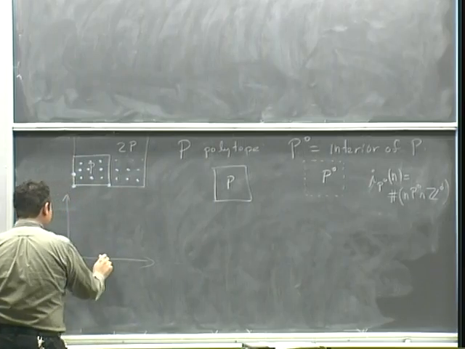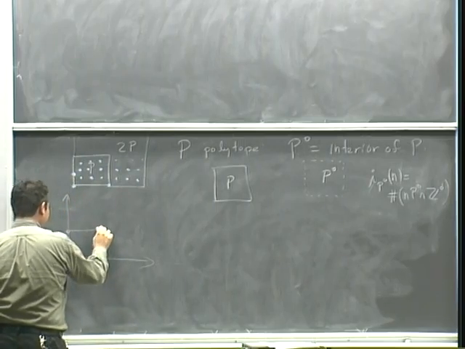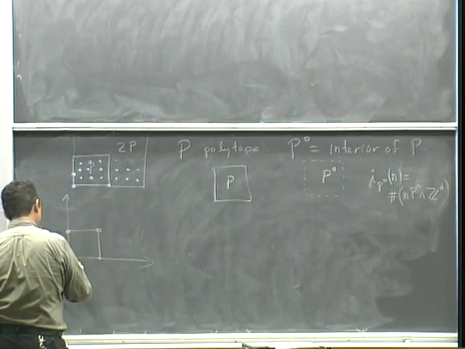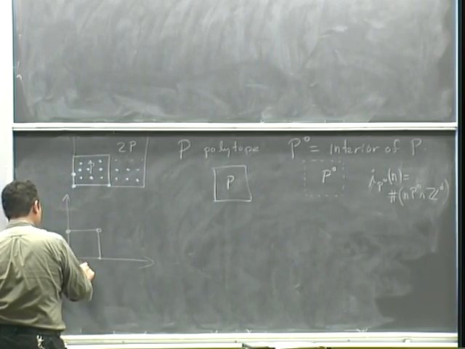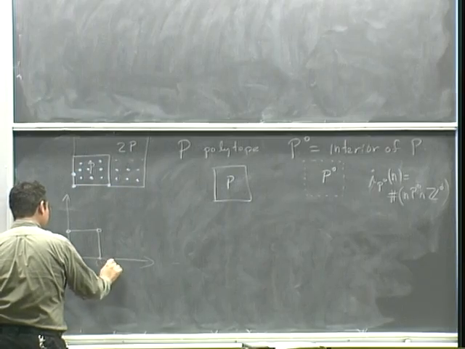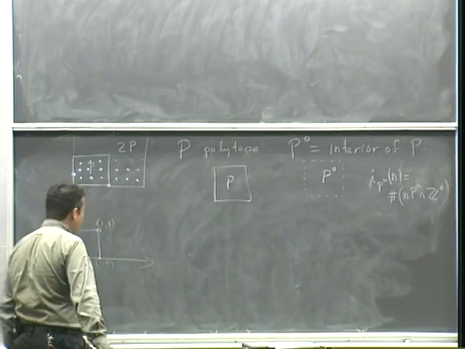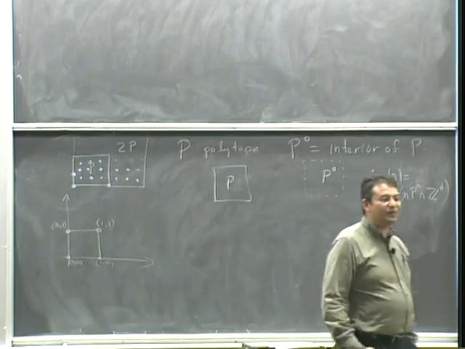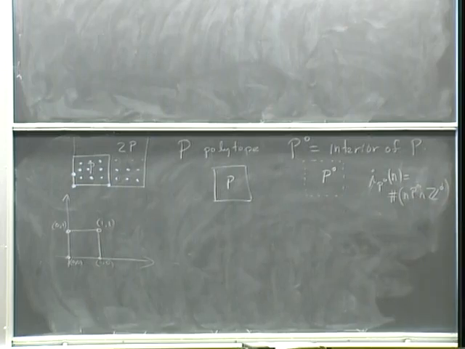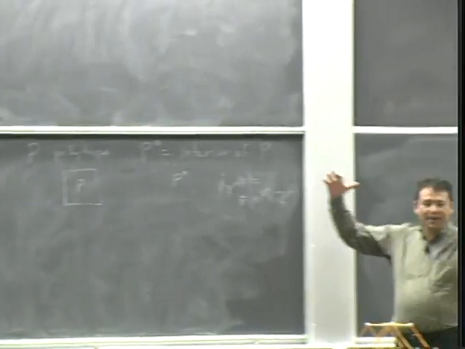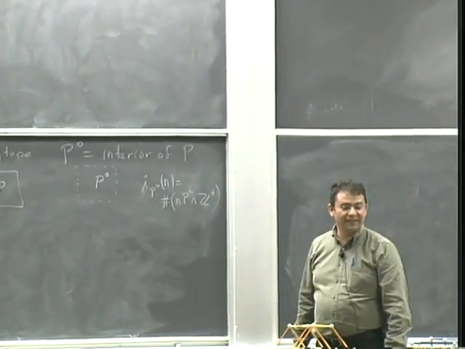So suppose I take just a regular square here: 0, 1, 1, 0, 1, 1. Okay, so let's compute the Ehrhart polynomial of this thing. Well, every time I blow up, I need to count how many lattice points I get.